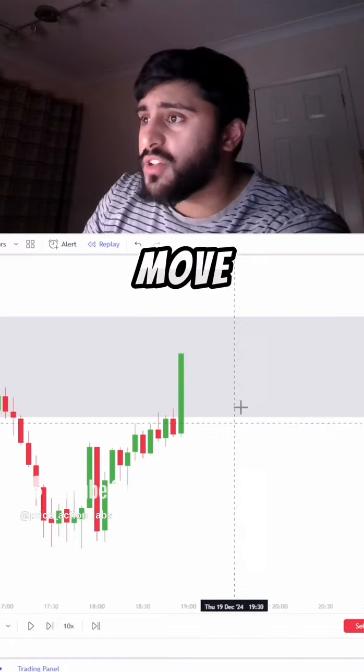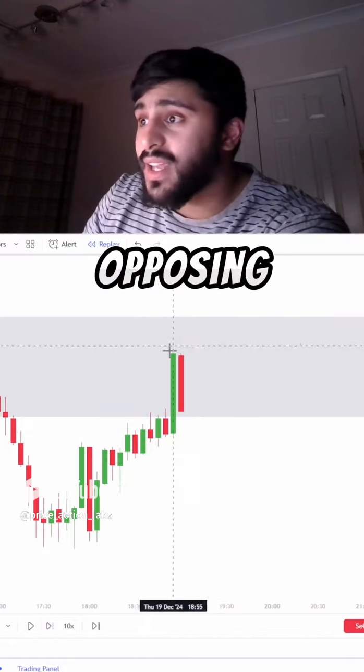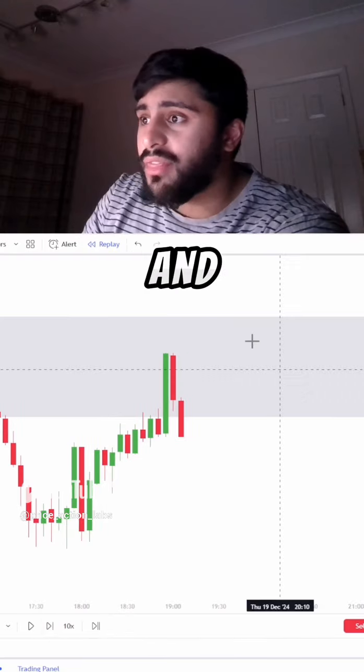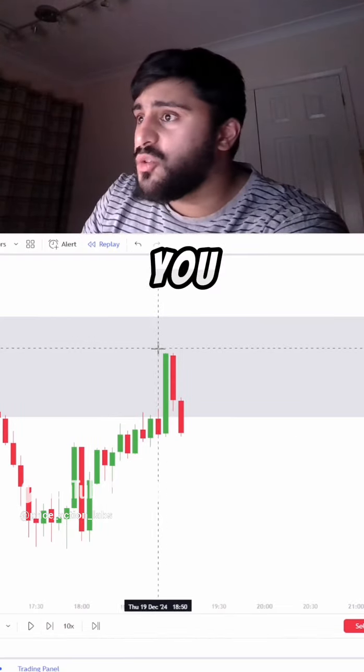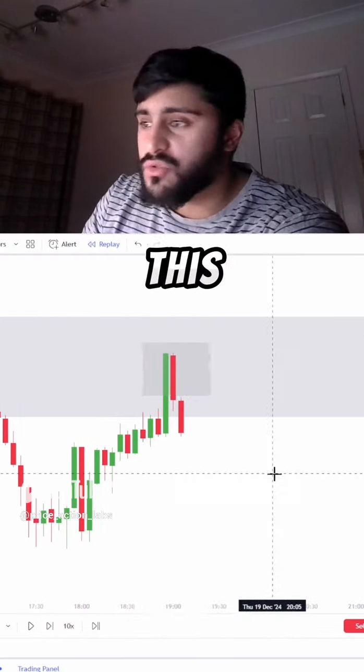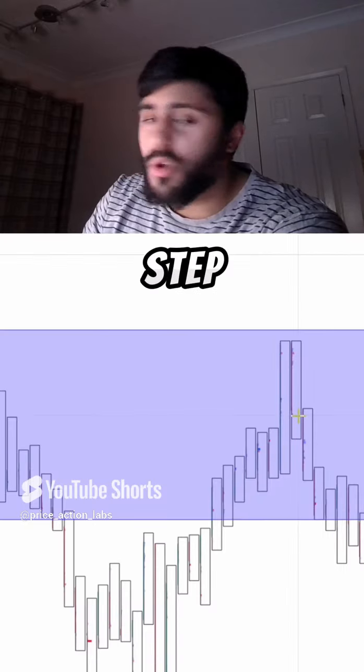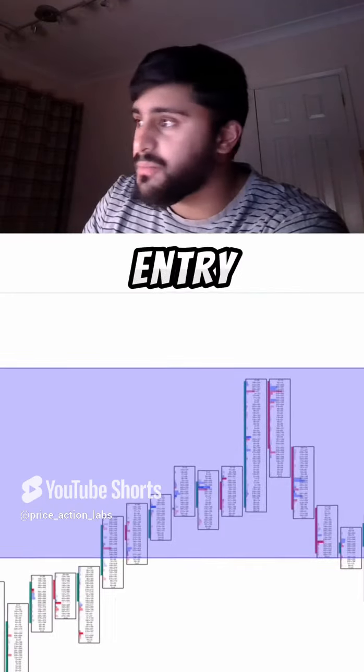When we have an aggressive move into a bearish fair value gap, and then we have the opposing candle give us an aggressive move to the downside, and then price breaks this area over here, you need to understand as a trader what is happening within this region, right? So let me explain the third step once you have your fair value gap and lower time frame entry.